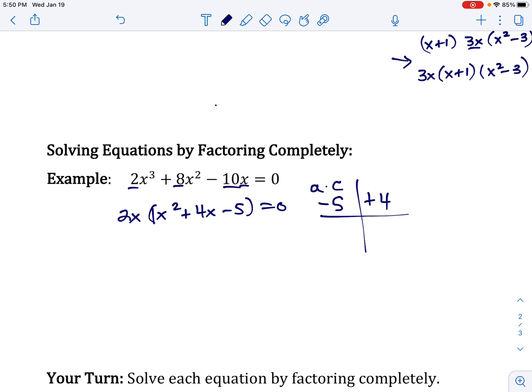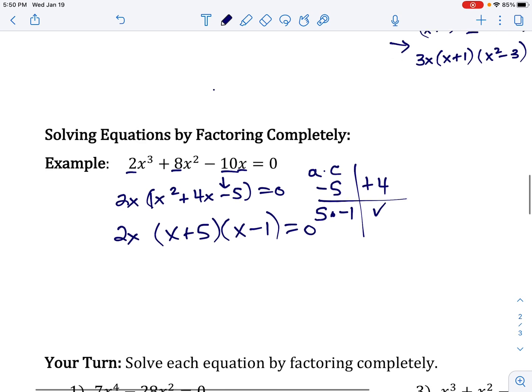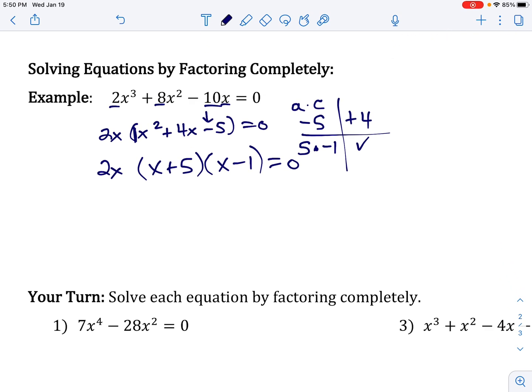Since c is negative, we know we're going to have one positive and one negative factor. So my factors are going to be positive 5 and negative 1. When I add them together, I get positive 4. So I'm going to have 2x times x plus 5 times x minus 1, and that equals 0. I don't divide by anything because a was 1, so there's nothing to divide.